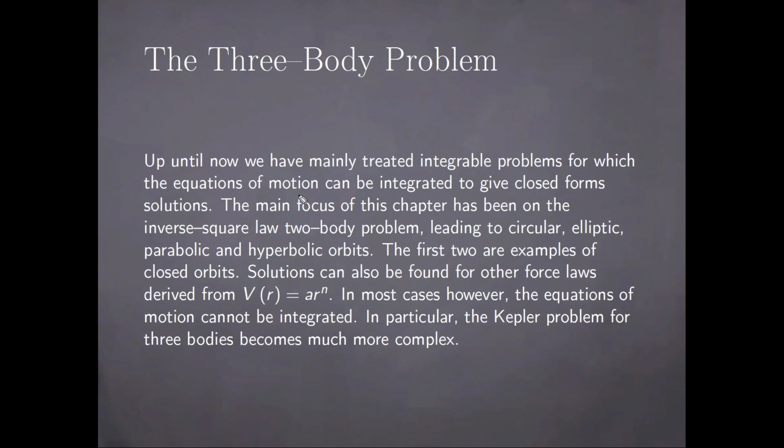Up until this point, we have mainly treated integrable problems for which the equations of motion can be integrated to give closed-form solutions. The main focus of this chapter has been on the inverse square law two-body problem, leading to circular, elliptic, parabolic, and hyperbolic orbits. The first two are examples of closed orbits.